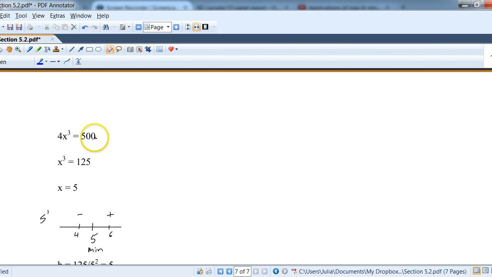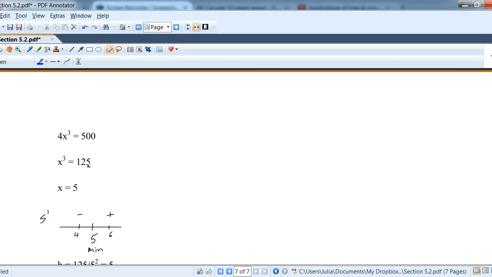So go through these steps. Divide by 4, so we'll get x cubed equals 125. So now you can actually figure out that x is 5, the cube root of 125, sorry.